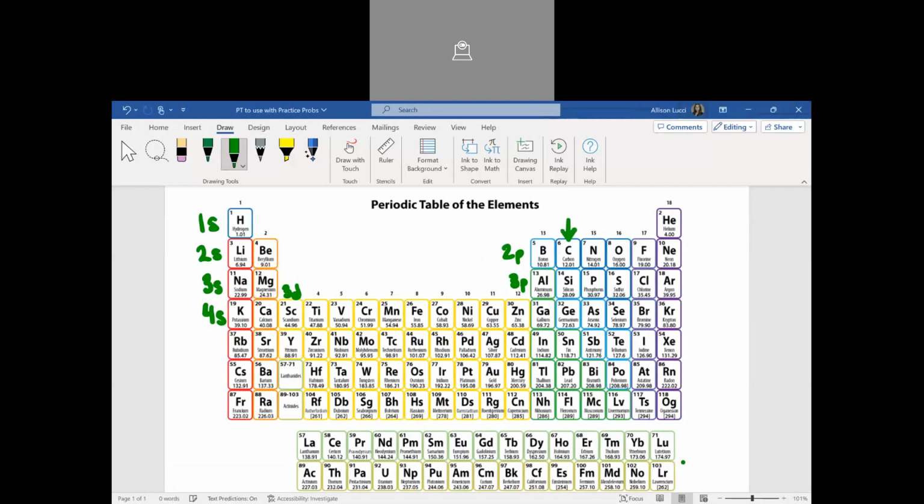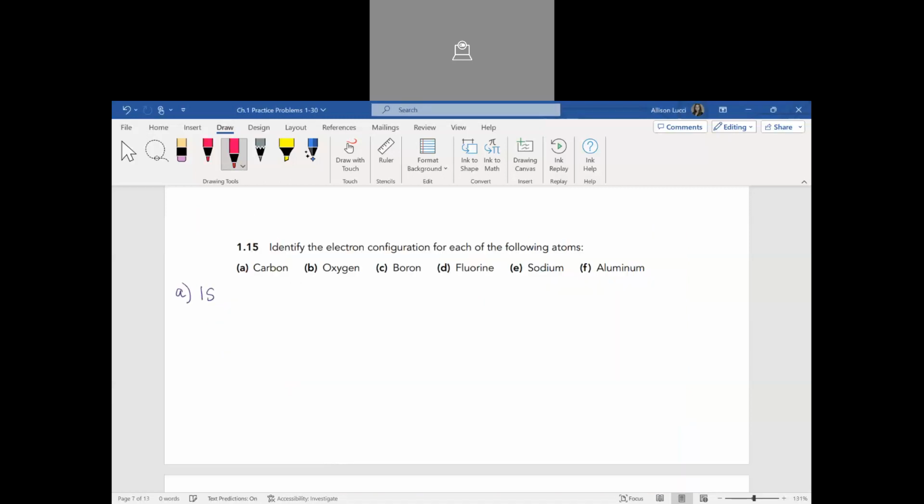Carbon has 6 protons, and therefore neutral carbon would also have 6 electrons. It has 2 1s electrons, 2 2s electrons, and then 2 2p electrons. So we would write that like this: 1s2, 2s2, 2p2. Okay. B, oxygen. Oxygen is close by to carbon.